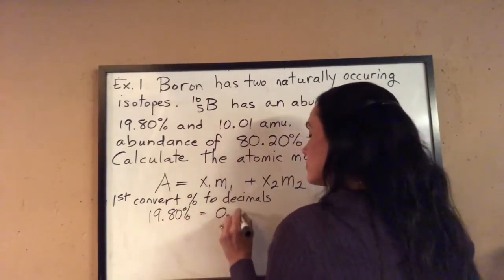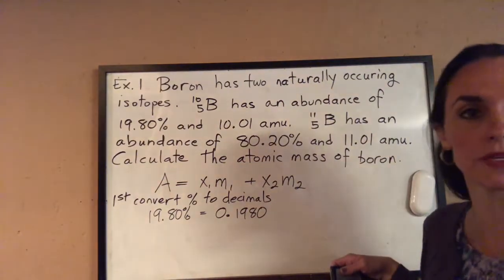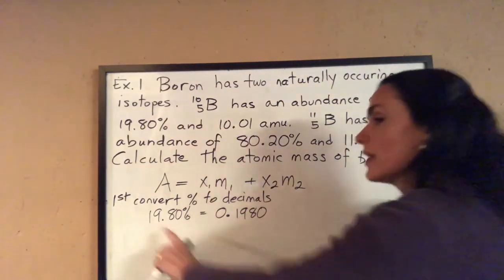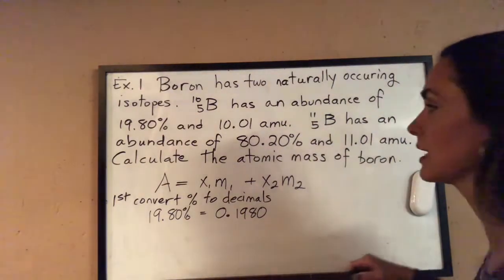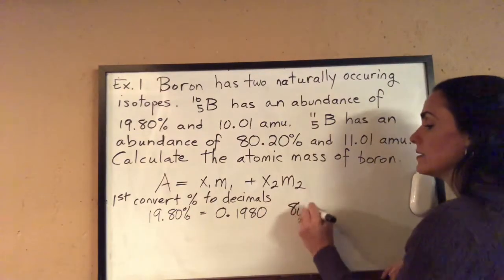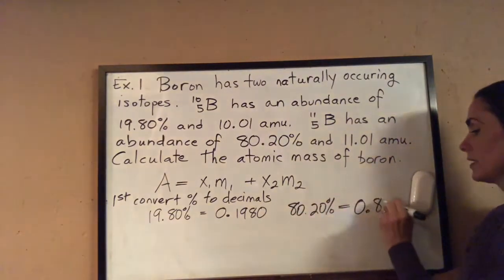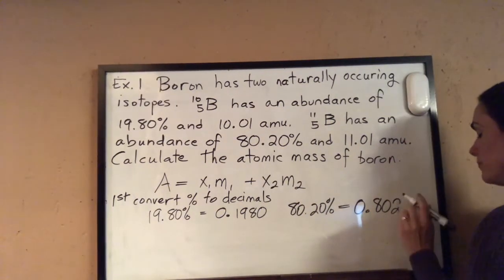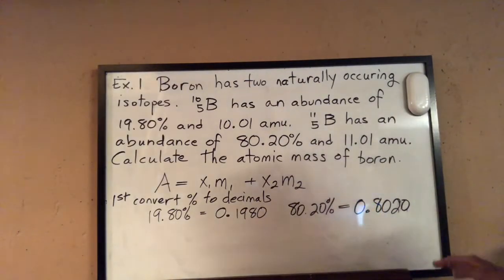19.80% is equal to 0.1980. You know the percents are out of 100. Percent, per cento, per 100. So you took this and divided it by 100, that's what you would get. Move the decimal 2 places to the left. 80.20% is equal to 0.8020 for a decimal equivalent. All right, now you have everything to plug in and solve.